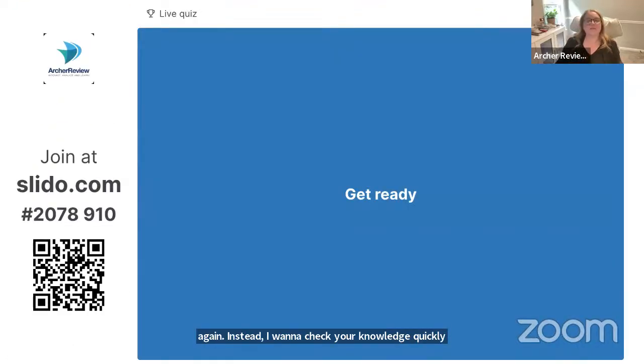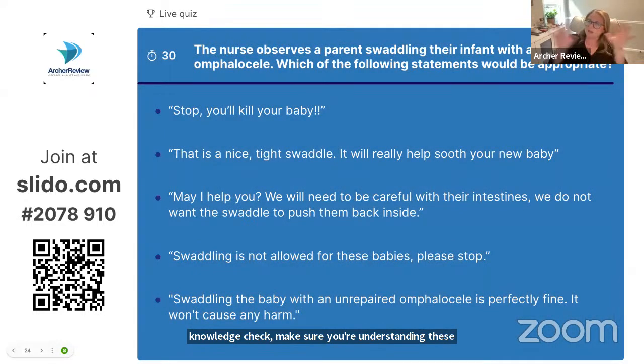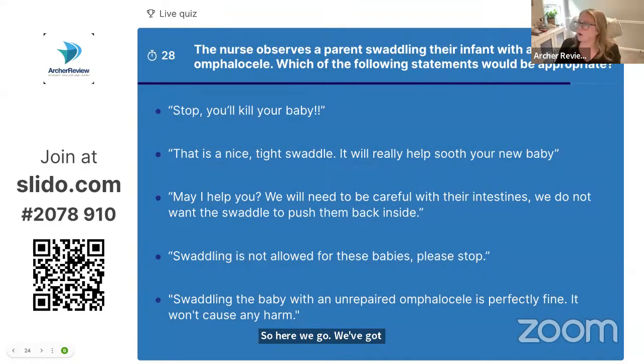And we're going to use something called Slido so that you guys can let me know really easily what you think. If you're on your computer, you can join with this little QR code. If you're joining from your phone, you can just pop over to slido.com and put this little code. And then as soon as you're in there, I'm going to go ahead and pop the question up. That way you guys can do a little practice, do a little knowledge check, make sure you're understanding these things before we keep moving. So here we go. We've got a scenario. A parent is swaddling their infant with an omphalocele, and I want you to tell me what to say.